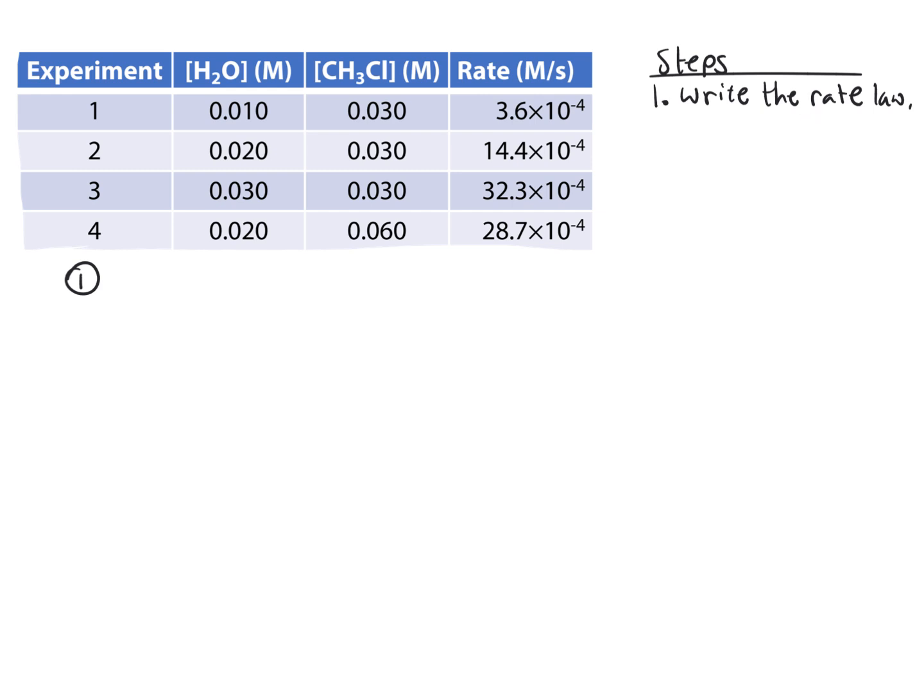So the rate law for this reaction is rate, always on the left-hand side, equals, then our rate law always has a rate constant k, and now we have the reactant concentrations. H2O is the first reactant right here, and that's going to be raised to some unknown power x. Remember, we're going to have orders x and y, and then we're going to multiply that by the other reactant concentration, CH3Cl, to some unknown power y. So that's our general form of the rate law.